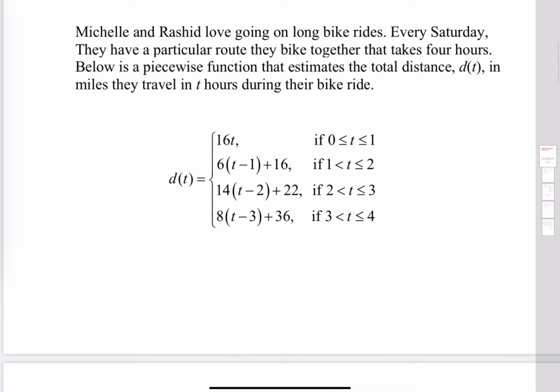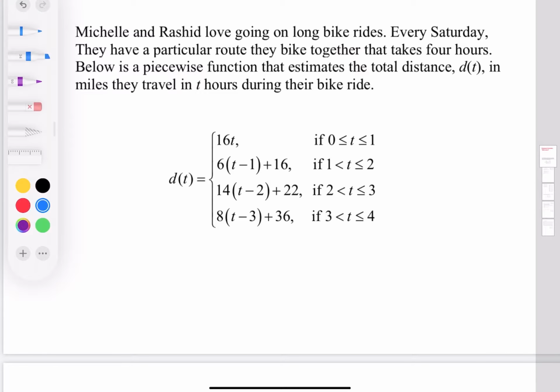So here's the scenario. Michelle and Rasheed love going on long bike rides. Every Saturday, they have a particular route they bike together that takes 4 hours. Below is a piecewise function that estimates the total distance, d of t, in miles they travel in t hours during their bike ride. So let's go ahead and investigate this a little bit more.